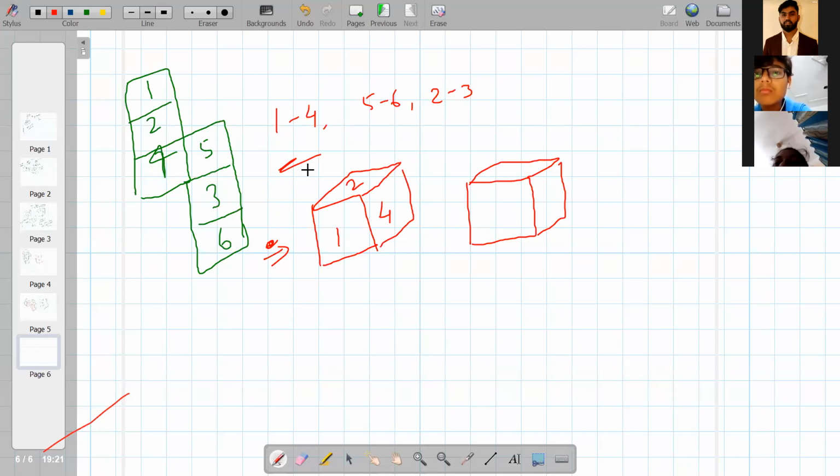If two sides are opposite, then we cannot see them together at a time, right? So in this case, this is clearly wrong, right?